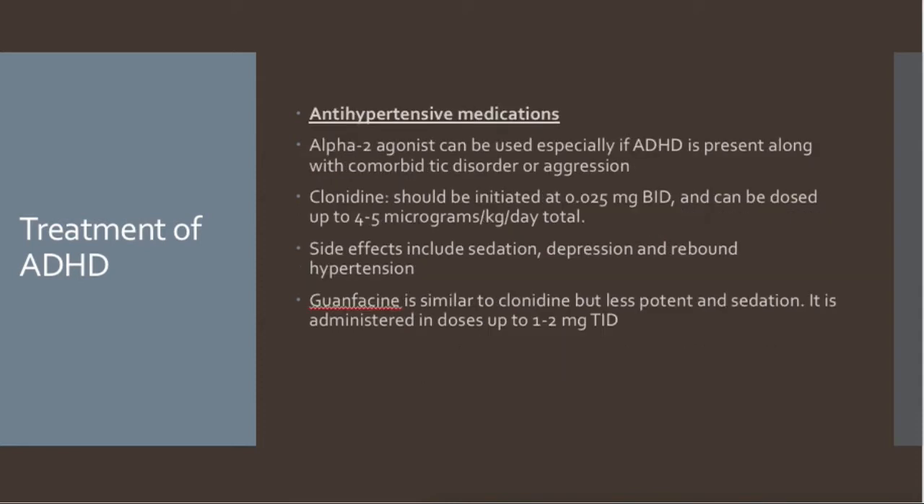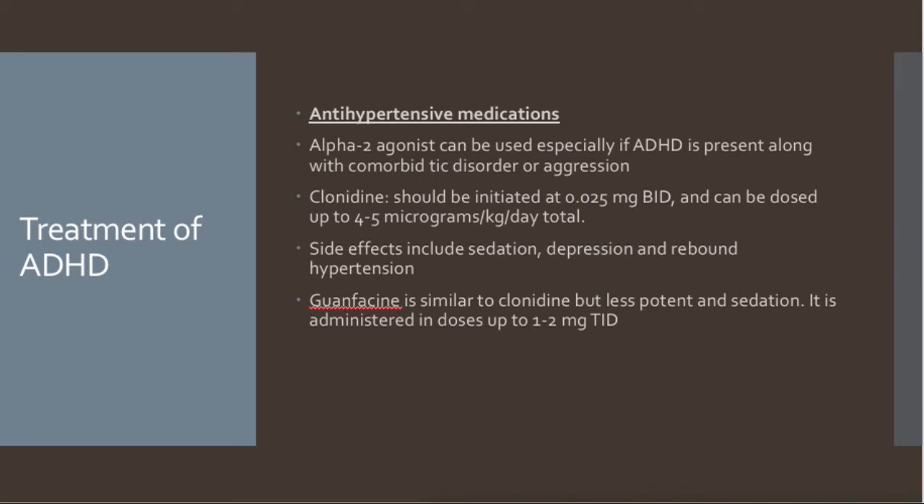The next medications to talk about for ADHD are the non-psychostimulants, and some of those medications are actually antihypertensive medications, including the alpha-2 agonists, which can be used in ADHD and also can be used if there's any kind of comorbid aggression. So some of those medications include things like clonidine, and that can be initiated at about 0.025 milligrams BID, and it can be dosed up to 4 to 5 micrograms per kilogram per day. So that's one choice that you have. Side effects of clonidine include things like sedation, depression, and rebound hypertension.